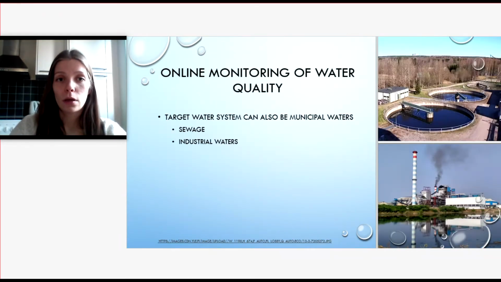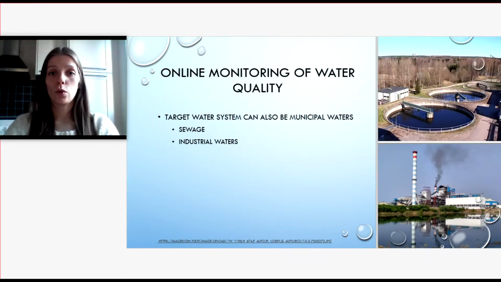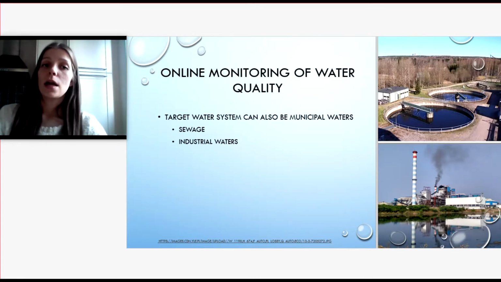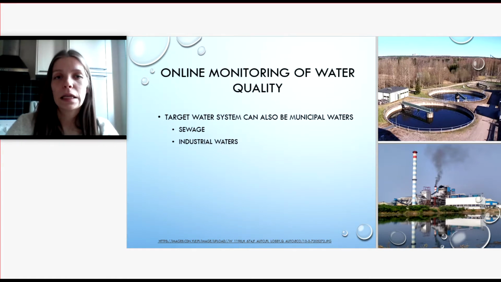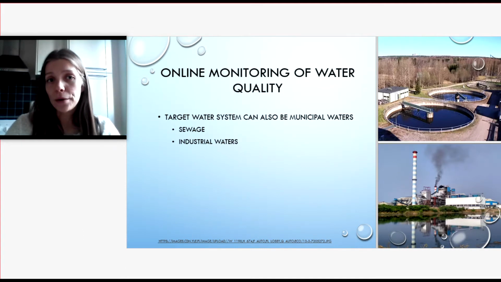Online monitoring can also be used to monitor municipal waters, such as sewage and industrial waters. However, there are some differences between the machines for natural water monitoring and for municipal waters. For example, machines for municipal waters are more often mains powered because they are placed in sewage plants and other factories where mains current naturally is available.